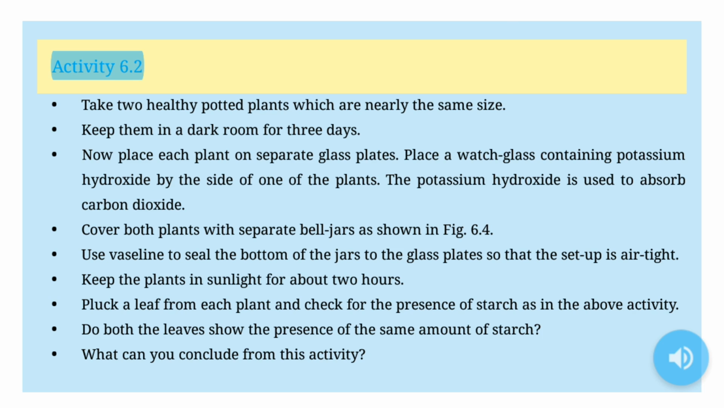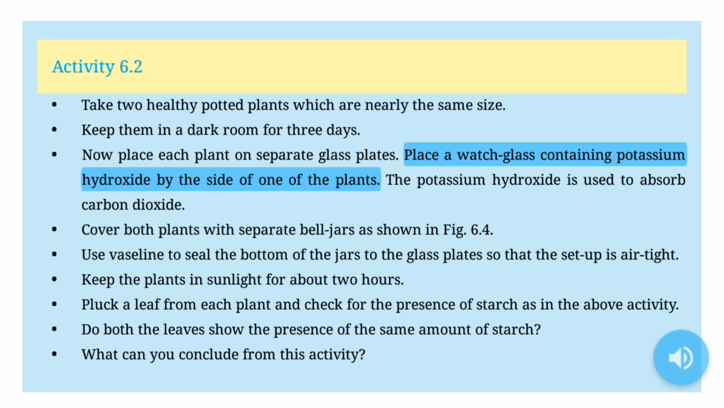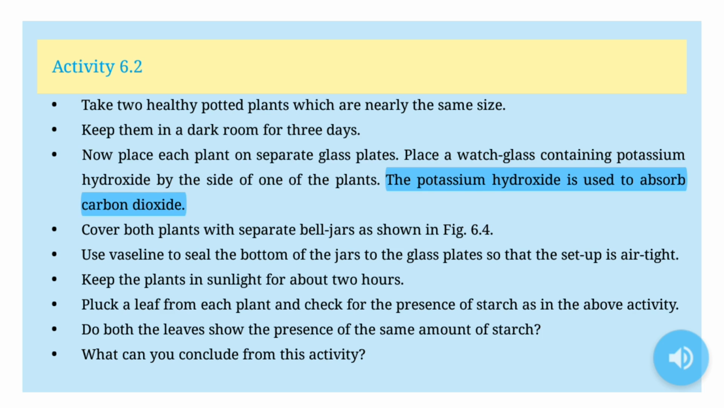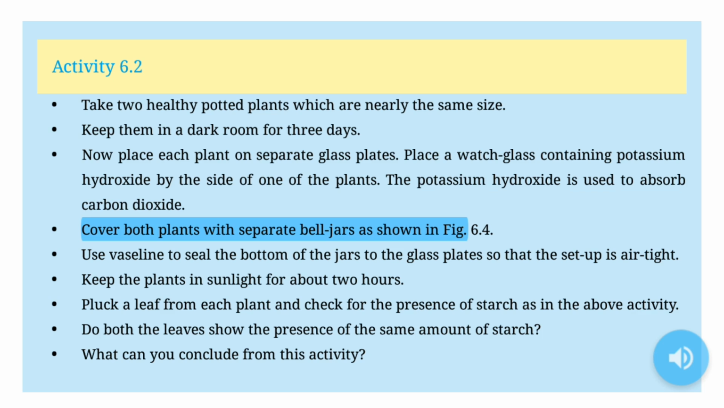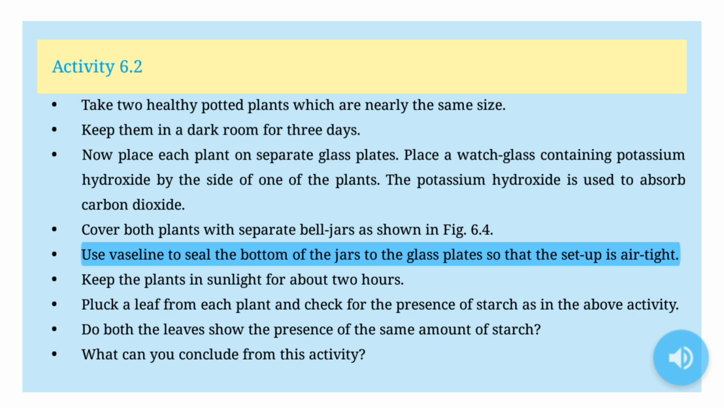Activity 6.2. Take 2 healthy potted plants which are nearly the same size. Keep them in a dark room for 3 days. Now place each plant on separate glass plates. Place a watch glass containing potassium hydroxide by the side of one of the plants. The potassium hydroxide is used to absorb carbon dioxide. Cover both plants with separate bell jars as shown in Fig. 6.4. Use Vaseline to seal the bottom of the jars to the glass plates so that the setup is airtight.